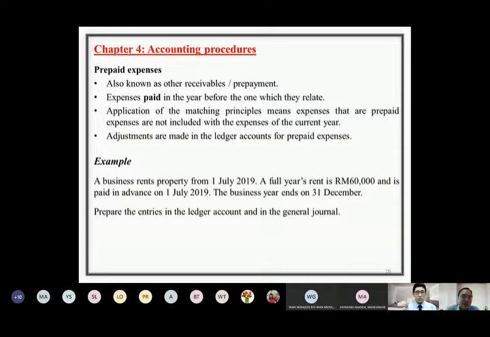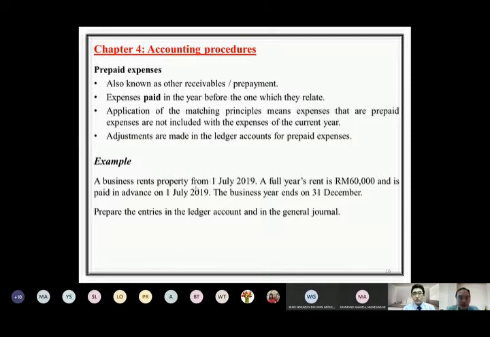So this is a subsequent chapter, which is chapter 4, accounting procedures. I'll explain the terms. It's also known as other receivables. In certain books, you also look at the prepayments. So in real life, when you look at accounts, it can be other receivables or prepayments, but actually they are referring to the same thing. It explains the concept whereby expenses are paid in the year before the one to which they relate. Not related to this financial year, but related to the next financial year. So I will illustrate with an example.